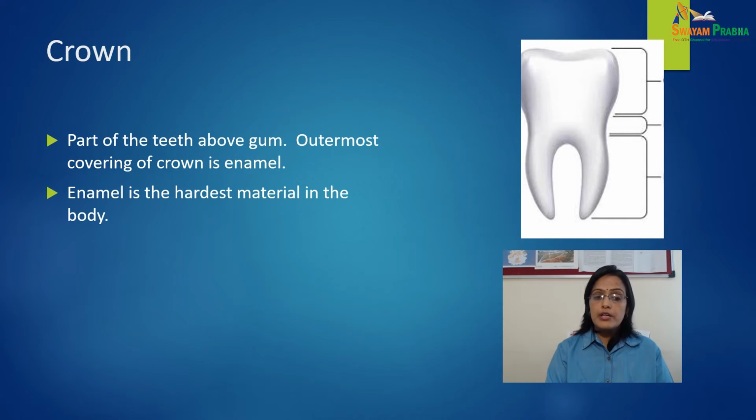Crown. The outermost covering of the crown is enamel. The crown is basically the part of the tooth which is above the gum, which we can easily see above the gum. The outermost covering of the crown is enamel, and enamel is the hardest material in the body.